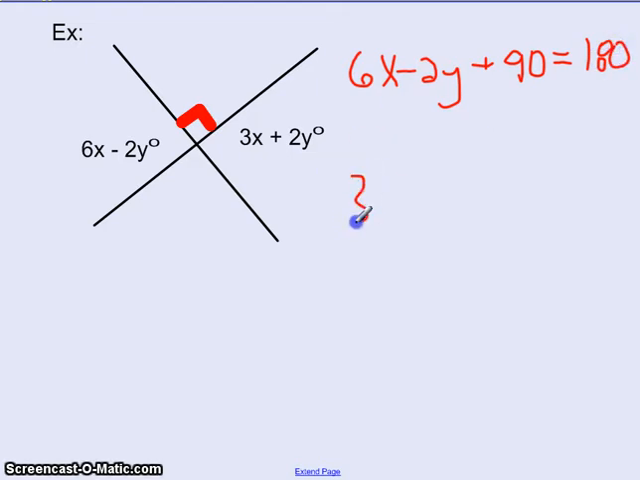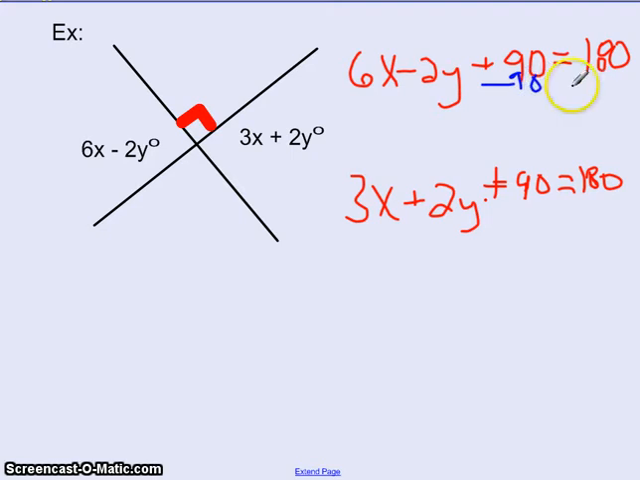And then I'm going to have 3x plus 2y, oops, should have had a plus there, plus 90 equals 180. So if I subtracted off of both of these the 90 right here to the other side, then I could shorten both of these equations a little bit. So let's subtract the 90, subtract the 90, and now I'm going to have the equation.